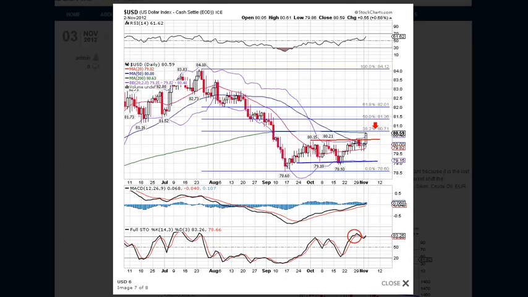Alternatively, if the price stays where it is and we confirm resistance at the 200 period day moving average, support is at 80, which is a psychological level, followed by 79.82.